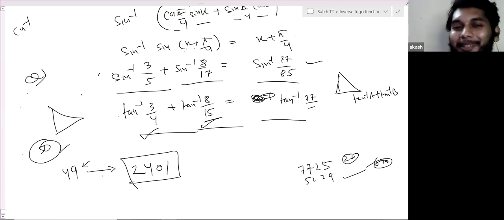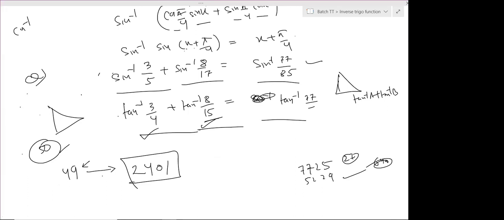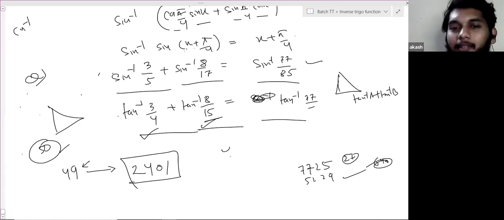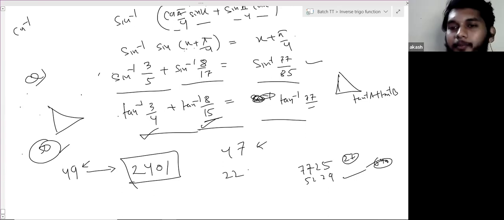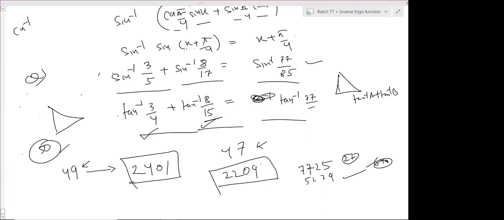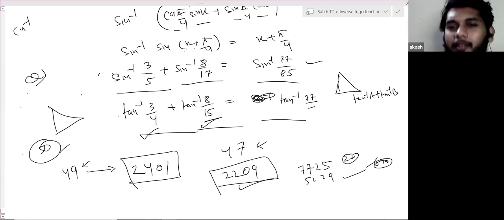I believe I am right, but I may be wrong because I read this trick a very long time ago. Sir, can you show it again? Let's take 47. How much less is this from 50? 3. So 25 minus 3 is 22, and 3 square is 9. This is the square. Okay, sir, for 49 it's correct, so this will be correct for this also.